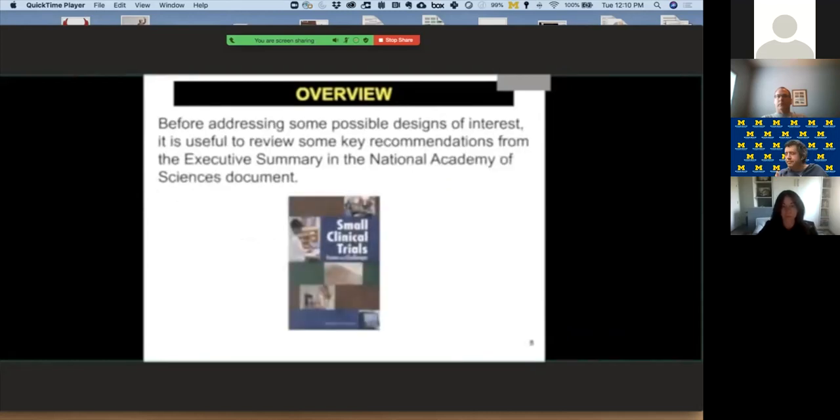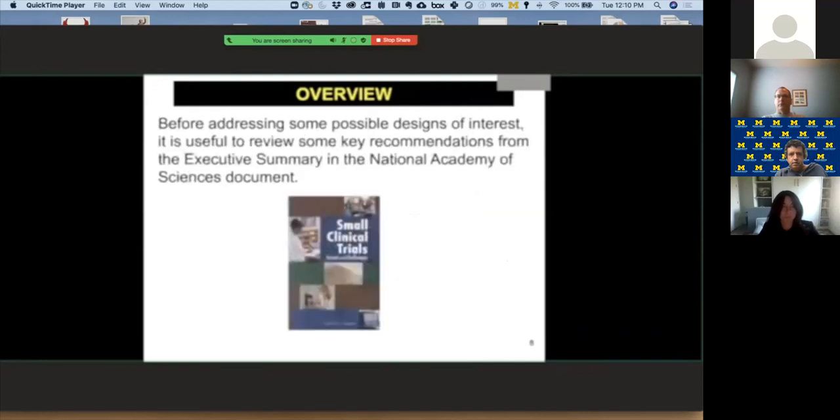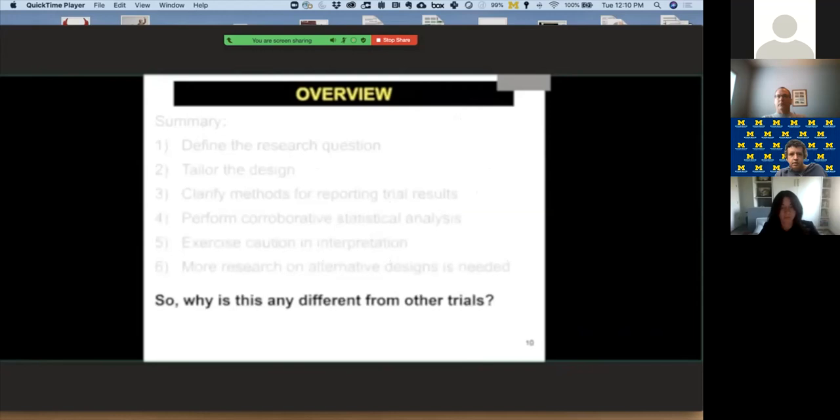If you look, there was, this is about 10 or 15 years old now, a National Academy of Sciences document on small clinical trials, which led to a number of key recommendations. If you happen to read through that, you can see I've summarized them here, which are: define the research question, tailor the design, clarify methods when reporting trial results, perform corroborative statistical analysis, exercise caution in interpretation, and more research on alternative designs is needed. So it's interesting, that comes from small clinical trials, but really that's no different from any other trial.